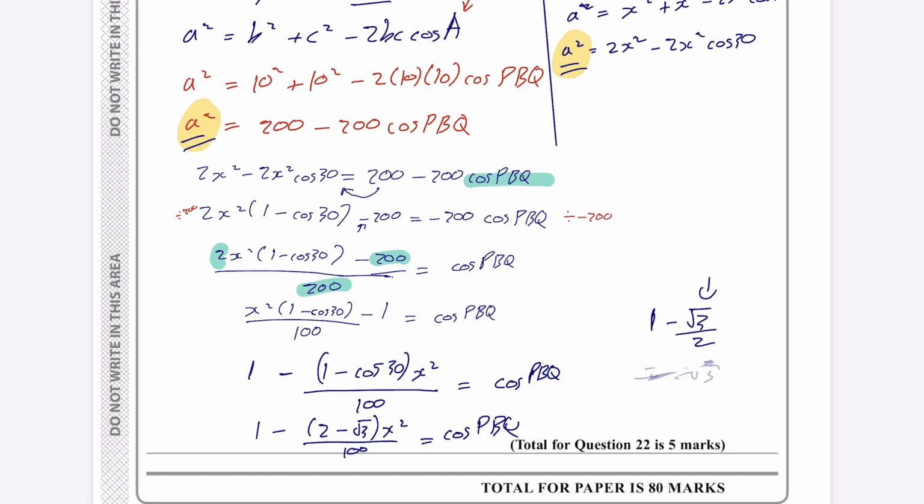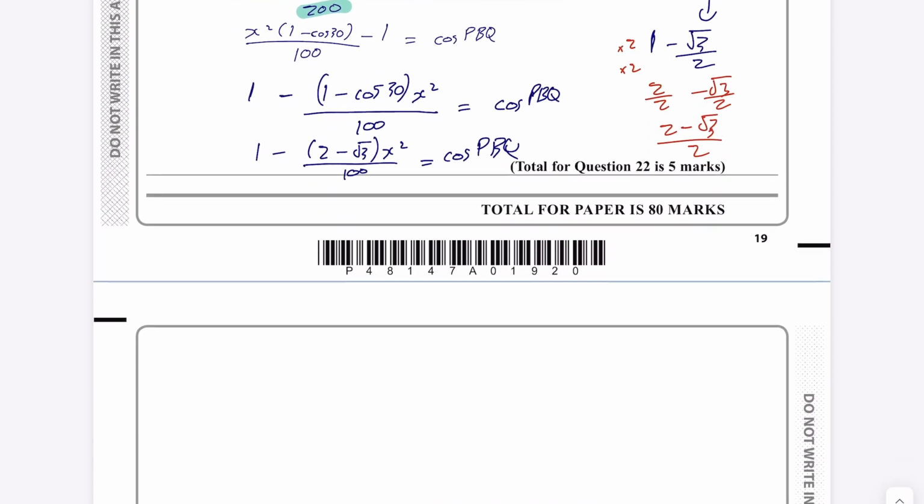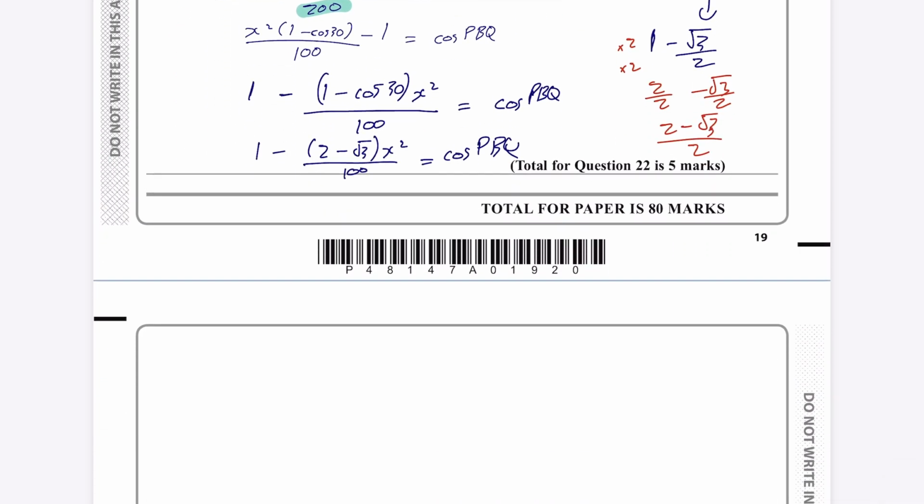So 1 minus root 3 over 2, what does this actually become? I think I might have made a mistake here. If I times the top by 2, times the bottom by 2, so that's 2 over 2 minus root 3 over 2, which becomes 2 minus root 3. Oh, there we go, that's the mistake. So this is actually 2 minus root 3 over 2. So I'm just going to scroll down a little bit here, and I'm going to rub this bit out. Everything else is fine. So that 100 there is perfect, that's fine.